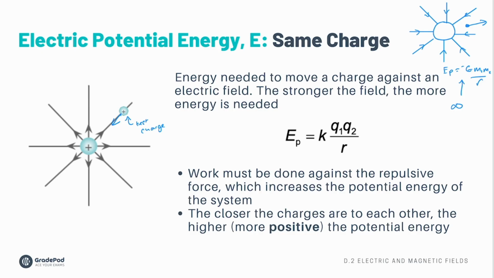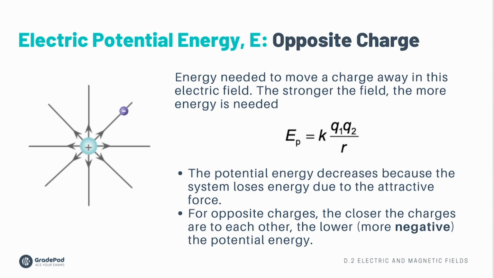So we know that our potential energy is directly proportional to the size of the charge. The formula, for a radial field, is EP is equal to K Q1 Q2 over R. It looks pretty much similar to that, but with our gravitational potential energy we have a negative, and with this electric potential, with two of the same charges, there's no negative, it's positive. Why is that? Work must be done against the repulsive force, which increases the potential energy of the system. The closer the charges are to each other, the more positive the potential energy. So when we have the same charge, our potential energy is positive.